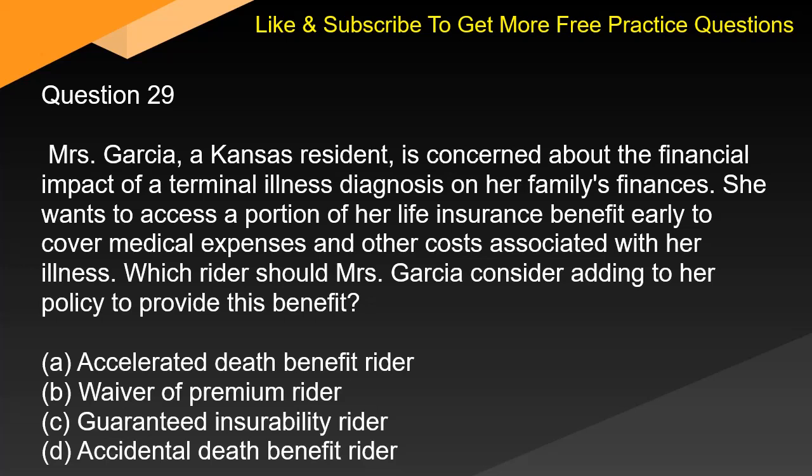A. Accelerated death benefit rider. B. Waiver of premium rider. C. Guaranteed insurability rider. D. Accidental death benefit rider.